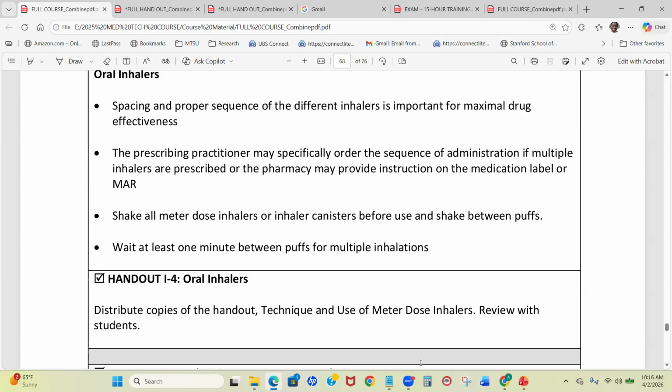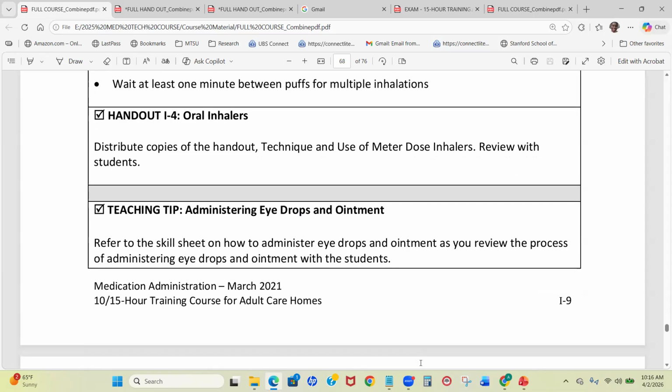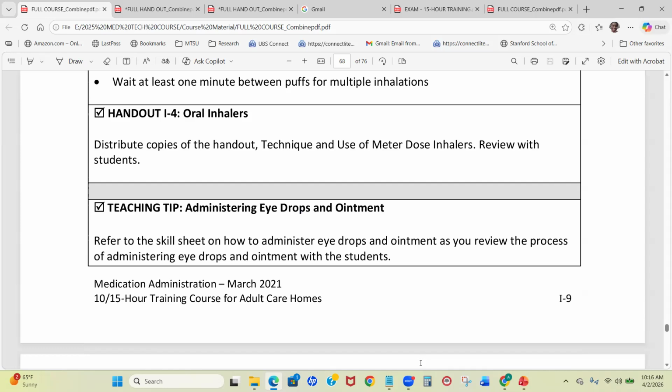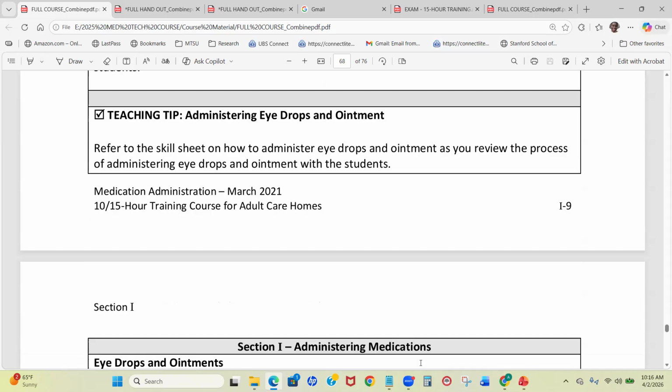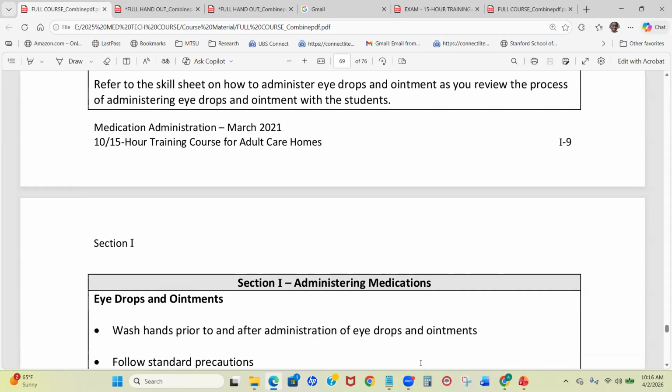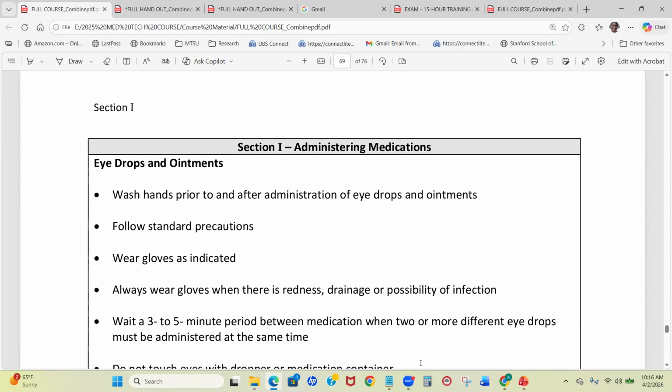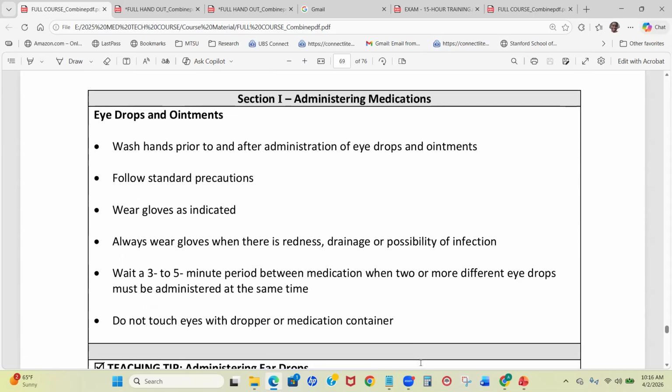So the instruction will be in the MAR. Give 2 puffs. Then you give it. Wait at least 1 minute between the first puff and the second puff. Don't do them together. Do one, shake it, wait a minute, then you do the next one. That's how it works. So we look at it in the video, and then when we meet in the lab.